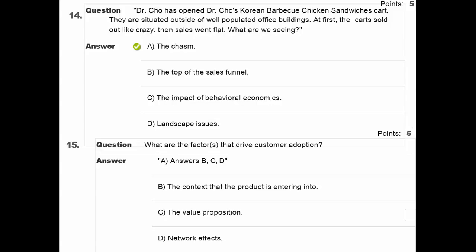What are factors that drive customer adoption? Okay, so the thing we know about customer adoption is that it's driven by the 5 C's. And so the context we're entering has an impact. The value proposition for our product has an impact. And network effects.